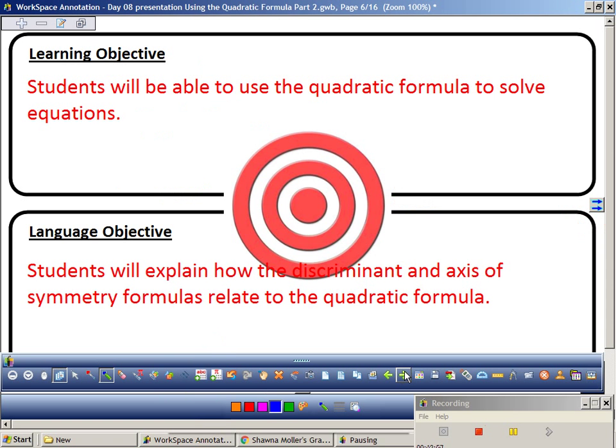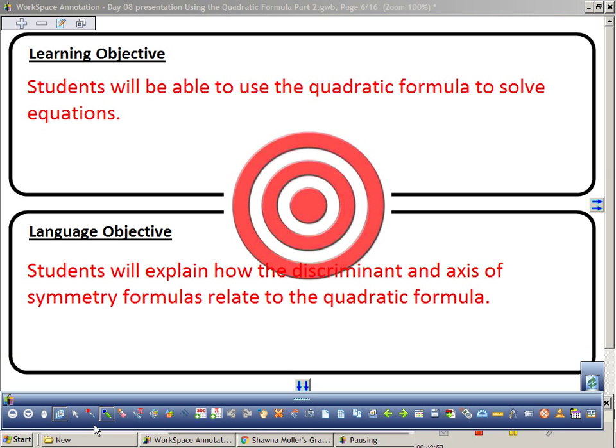And this is what your homework is going to be. Let's see. Students will be able to use the quadratic formula to solve equations. Specifically, I'm not just solving equations. What am I solving? What are we finding, Allison? What do I use the quadratic formula to find?